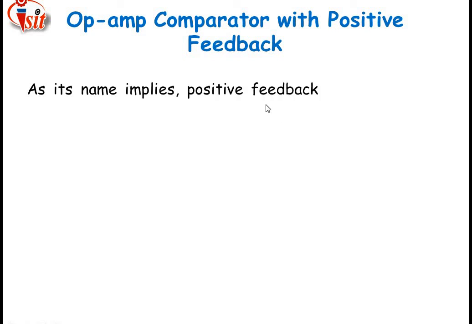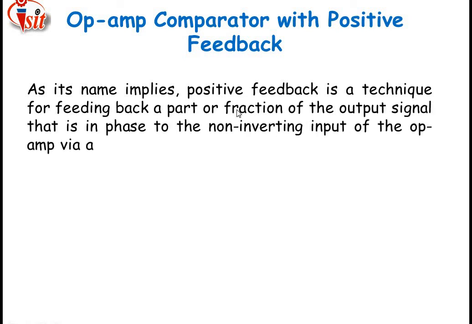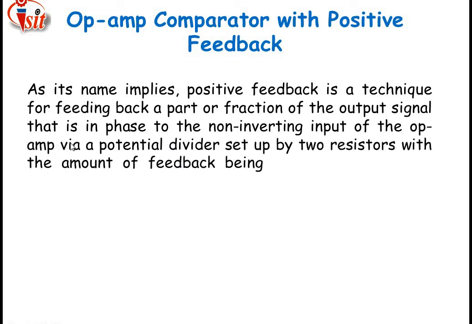Along with that, op-amp comparator with positive feedback: as its name implies, positive feedback is a technique for feeding back a part or fraction of the output signal, that is in phase, to the non-inverting input of the op-amp via a potential divider set up by two resistors, with the amount of feedback being proportional to their ratio.